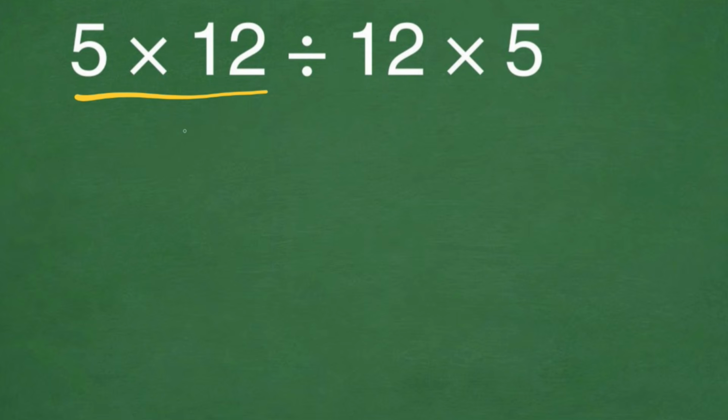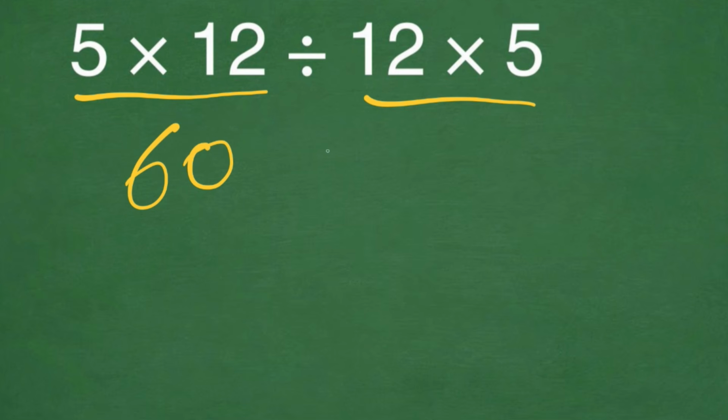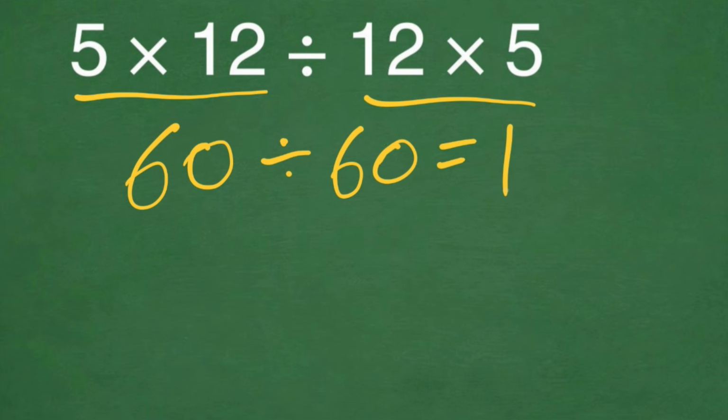5 times 12 gives us 60. And again, here we have 12 times 5, which again gives us 60. And 60 divided by 60 is equal to just 1.